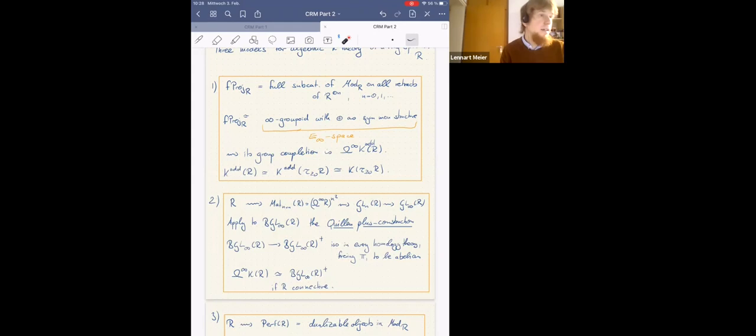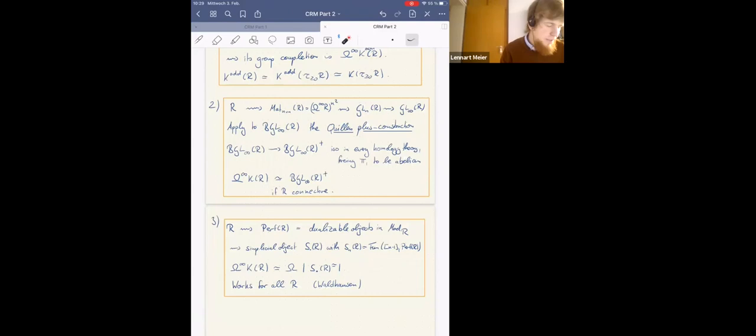But Quillen has this very nice plus construction, which in this case forces pi one to be abelian by taking a quotient, but at the same time leaves the homology intact. So this is an isomorphism in any homology theory. And then we again get that, if R is connective, we can write the infinite loop space with this plus construction. And then there's a third construction, which, if you want to say it's more abstract, is essentially due to Waldhausen.